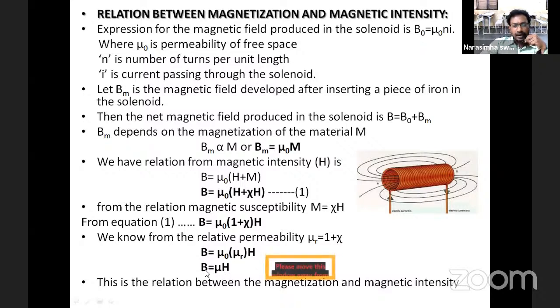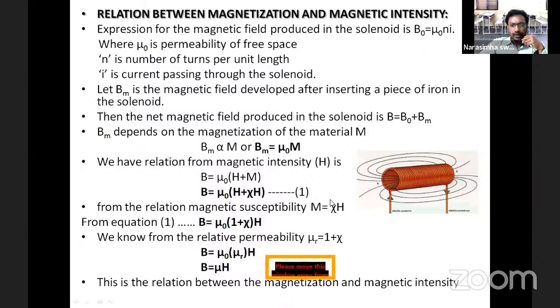So this is the relation between magnetization and magnetic intensity. Finally, what is the relation between them? It is directly proportional: B is equal to mu H. Here mu is constant, so B and H are directly proportional. That is, if the magnetic field is increased, then magnetization also increases. That's the relation. If the magnetic field increases, magnetization also increases.